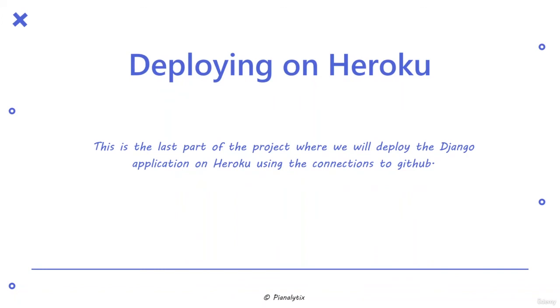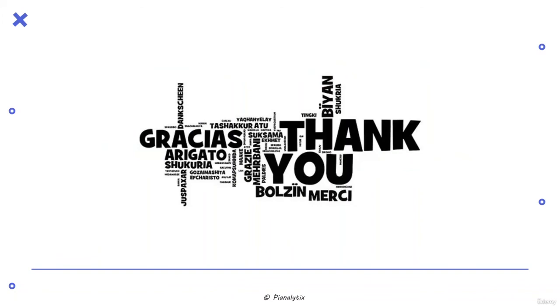And this is the last part, where we deploy our Django application on Heroku using the connection to GitHub. So now let's start off with the first part, that was building a machine learning model.